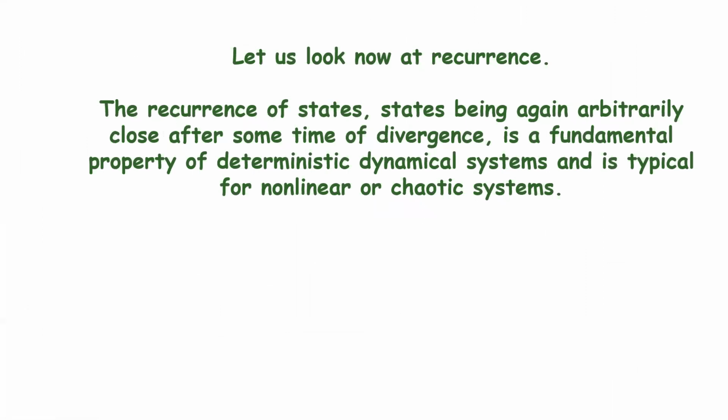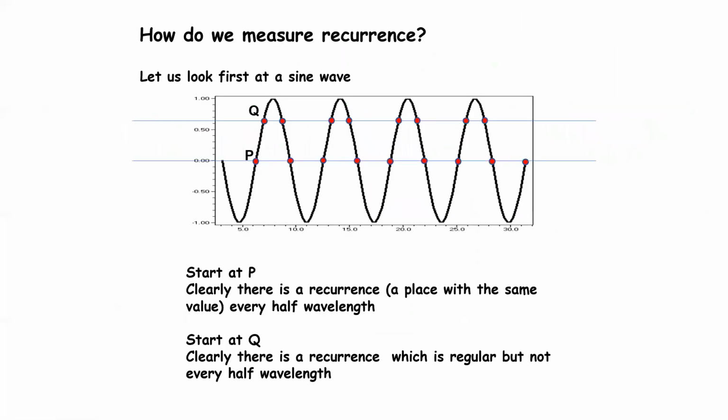Let us look now at recurrence. The recurrence of states being again arbitrarily close after some time of divergence is a fundamental property of deterministic dynamical systems and is typical for nonlinear or chaotic systems. How do we measure recurrence? Let us first look at the sine wave, start at P. Clearly there is a recurrence, a place of the same value every half wavelength. Start at Q. Clearly there is a recurrence, which is regular but not every half wavelength.